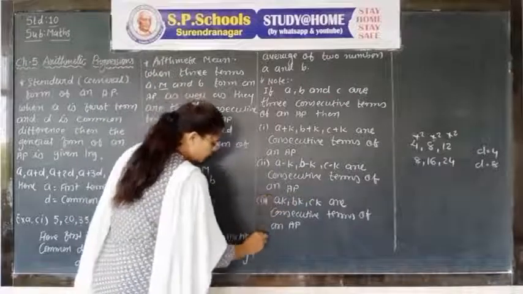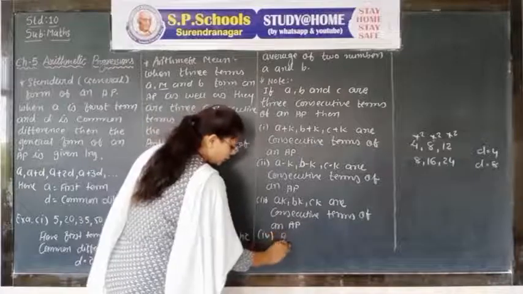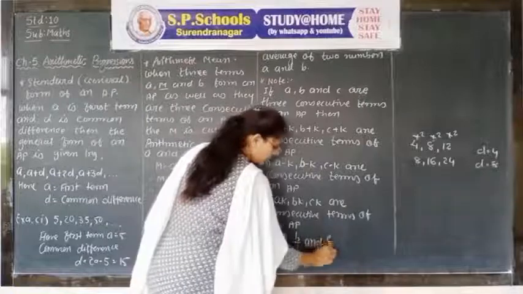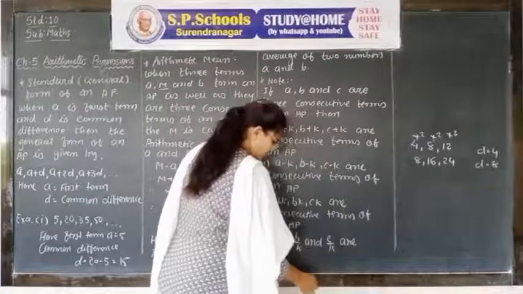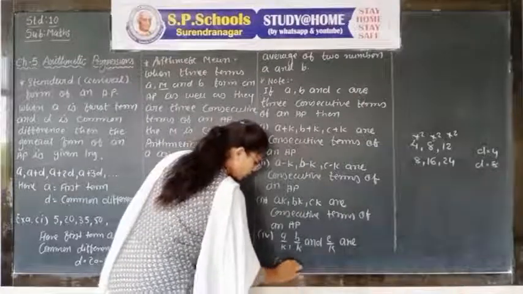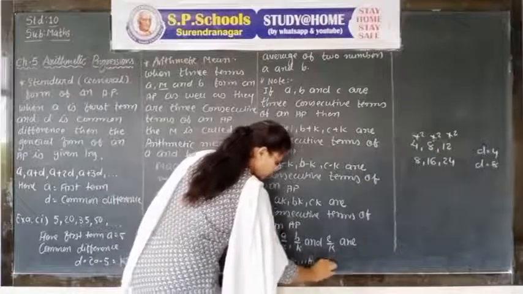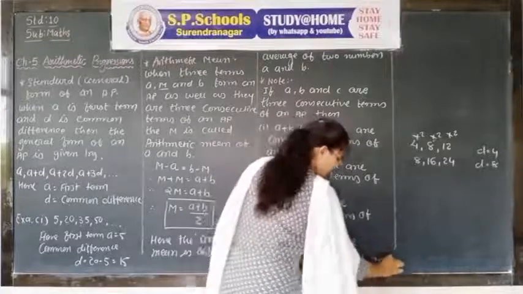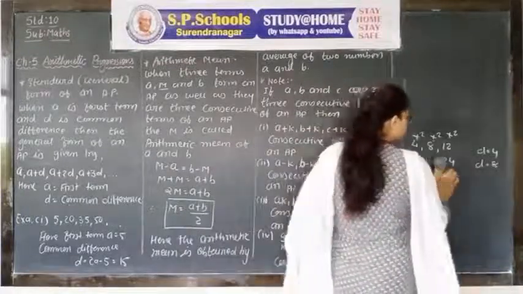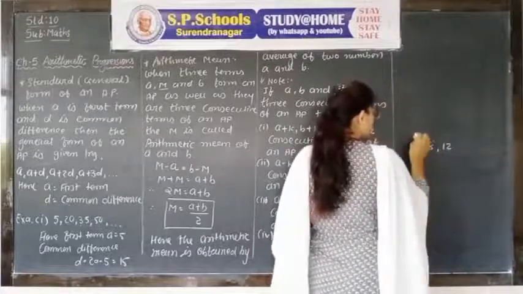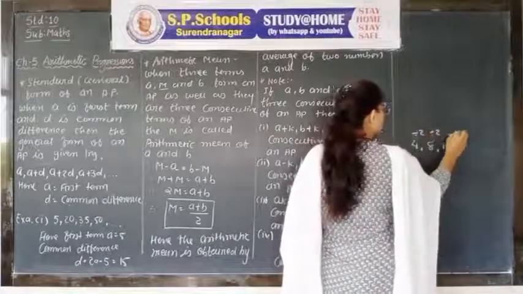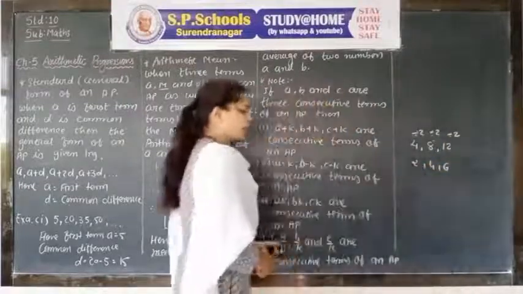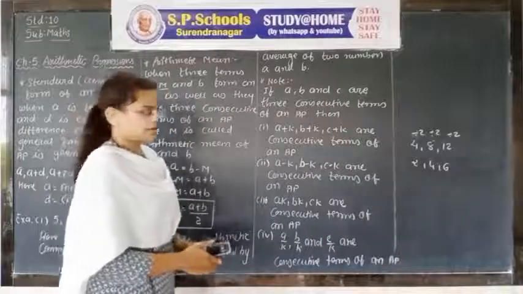We are adding 8, 8, 8 to its previous term and we get the next terms. The last is for division. A upon K, B upon K and C upon K are consecutive terms of an AP. For that, we divide these 3 numbers by 2. We get 2, 4 and 6. Yes, they are in arithmetic progression.